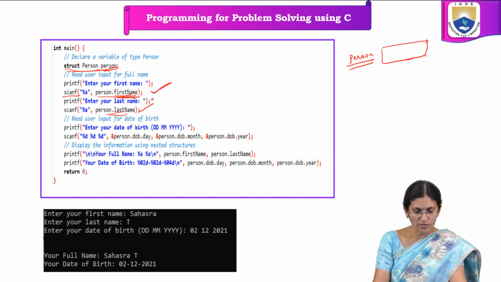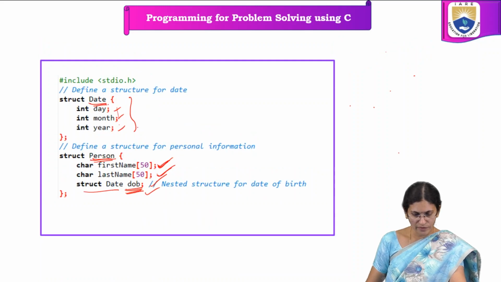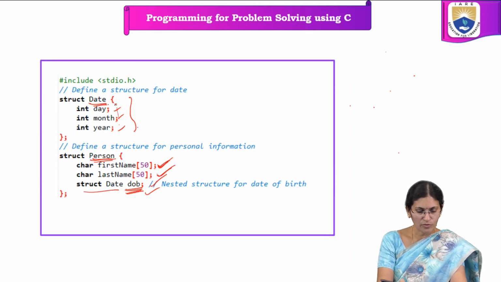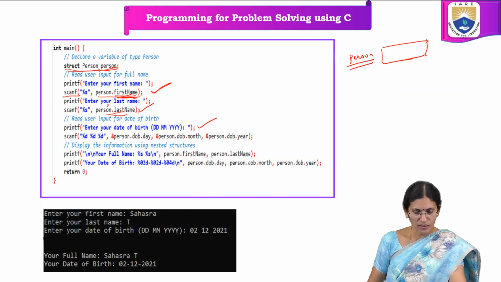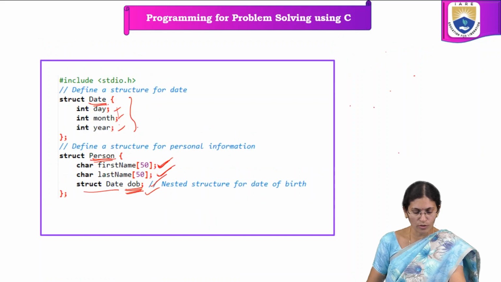So person dot last name, and then enter your date of birth. In order to read the date of birth into the variable day, the date of birth will consist of three variables. So in order to specify the date of birth, we need to enter the details like day and then month and year. So this is how we can read. So person dot dob dot day.